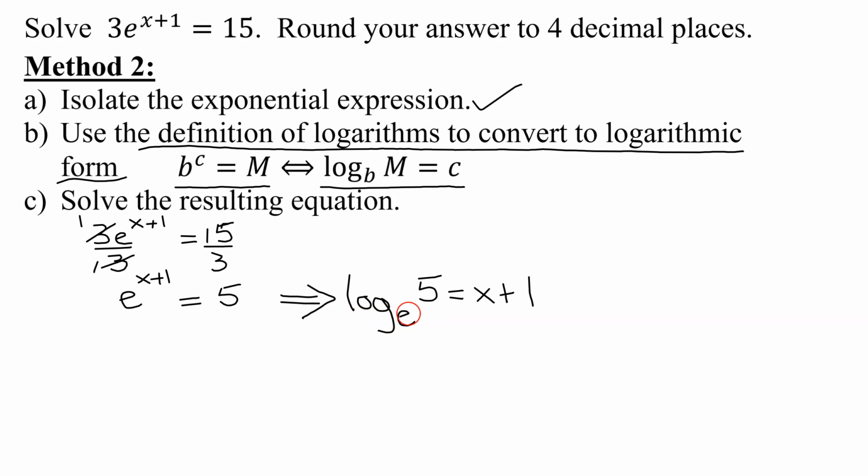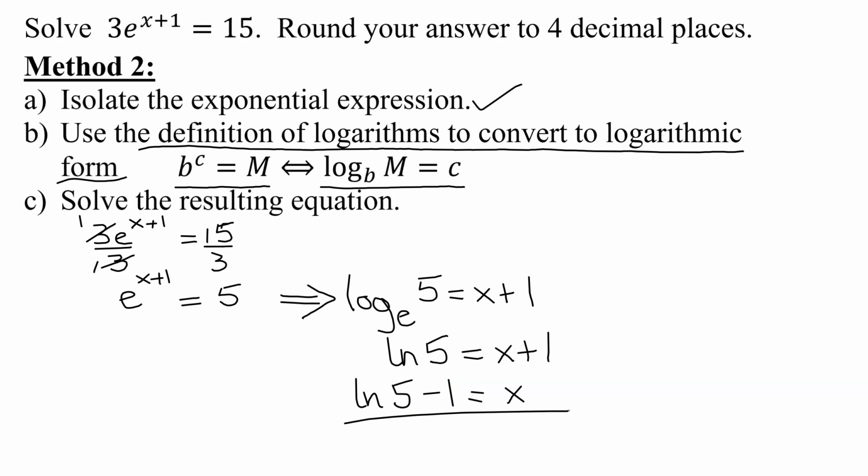But now, do we ever write log to the base e? No, we write that the natural log of 5 equals x plus 1. And then what is x? All I have to do is subtract 1 from both sides. And is that the same as I got by the other method? Yes. So does it matter which method you use? No, they both give you the same answer.